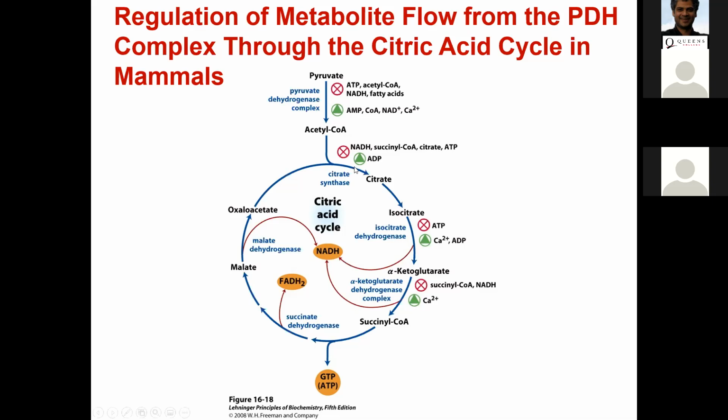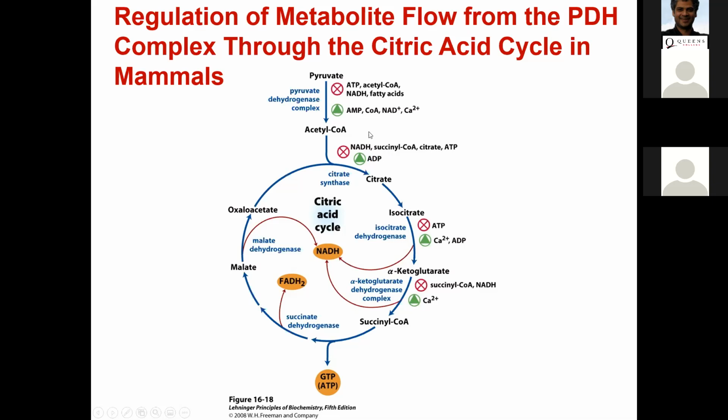But citrate synthase itself, you can see, is inhibited by NADH, succinyl coenzyme A, citrate, the product of its own reaction, and ATP. These are 1, 2, 3, 4 ligands that have a binding pocket on citrate synthase, right? And so when their concentration rises, that will suggest a high energy status of the cell, and therefore citrate synthase, the first reaction of the citric acid cycle, will be downregulated. If ADP concentration increases, citrate synthase will be activated.